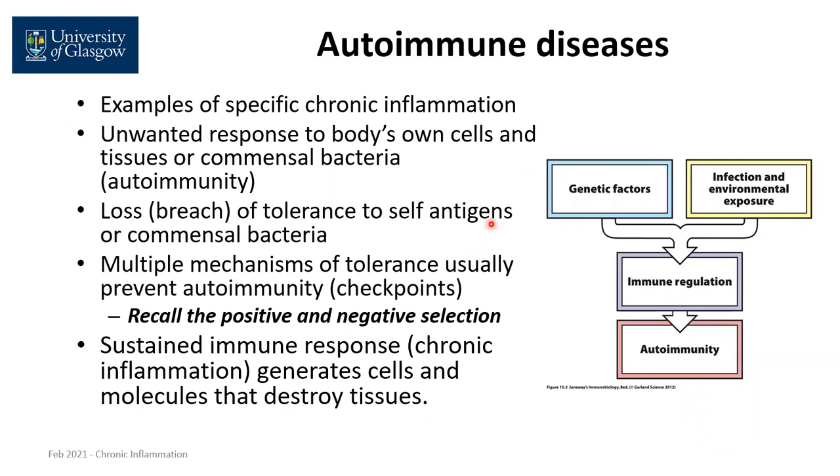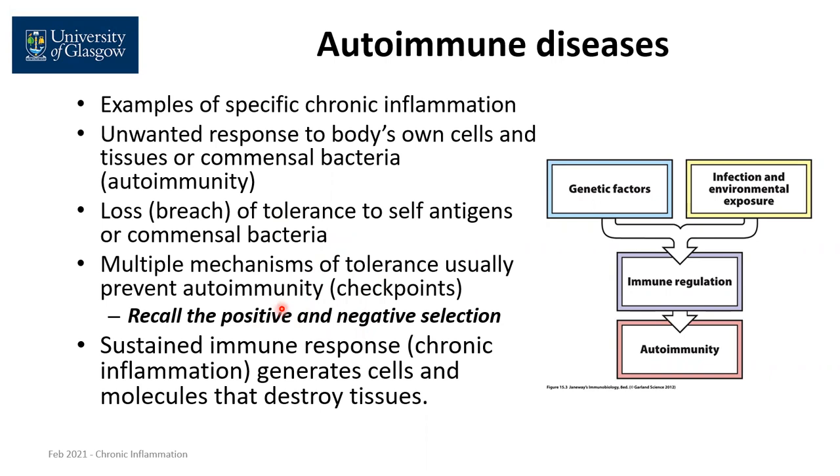So we should be aware now that autoimmune diseases, as I've said, are good examples of this type of chronic inflammation. It's basically characterized by an unwanted response by the body's own cells and tissues to ultimately host tissue or to commensal bacteria. So basically your immune system is attacking either the host tissues or commensal bacteria. It can be characterized by this loss or breach of tolerance to self-antigens or commensal bacteria, as we've covered in quite a bit of detail in the adaptive immunity lectures.